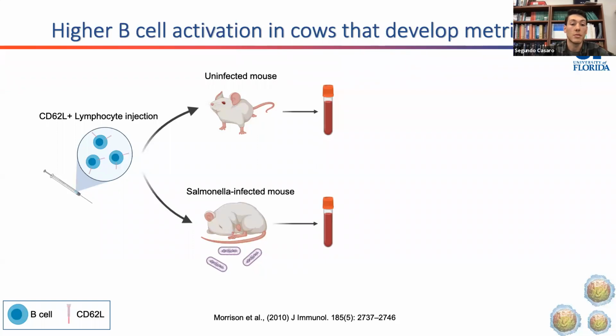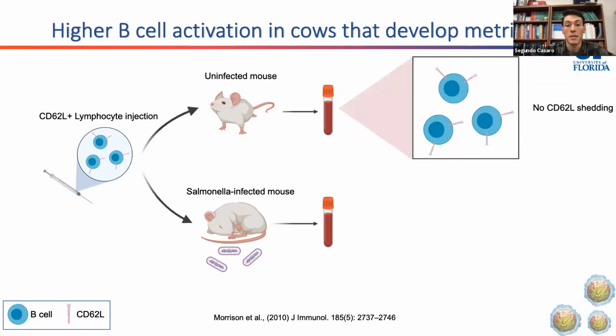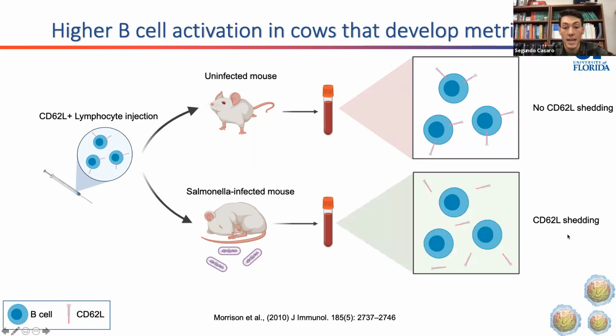And what they found is that uninfected mice did not shed L-selectin in the B cells, and mice that were Salmonella infected showed CD62L shedding in the B cells. And they also investigated which of the TLRs were in charge of this shedding.